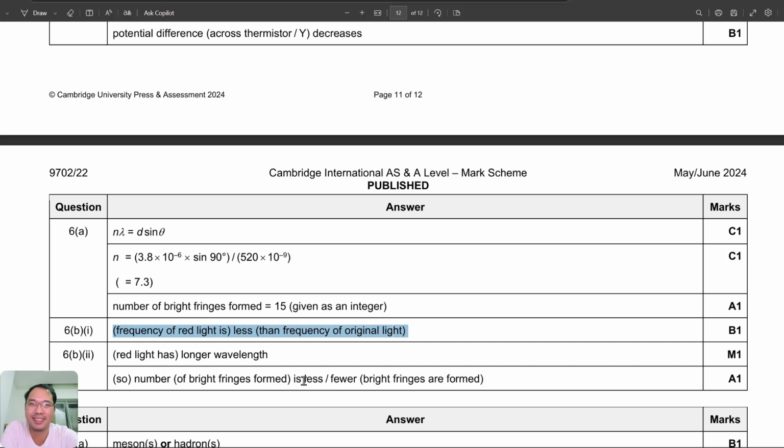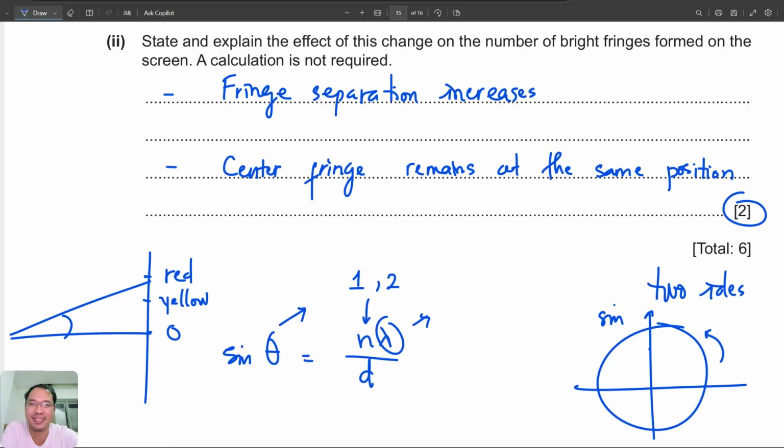Longer wavelength, so the number of fringes formed is less, fewer fringes. Okay, it has longer wavelength. That is the explanation. The separation increases, therefore fewer fringes. And the explanation is worth one other mark, because the sine of the angle is proportional to the wavelength.